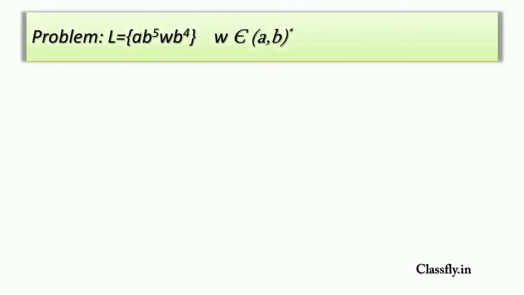Next problem says L equals A B power 5, W, B power 4, where W belongs to (A, B) whole power star. This star denotes that there can be 0 or n number of A's and B's. So what the problem states is that the string should read A B power 5, that is 1 A and 5 B's, then W, and then 4 B's should be read.